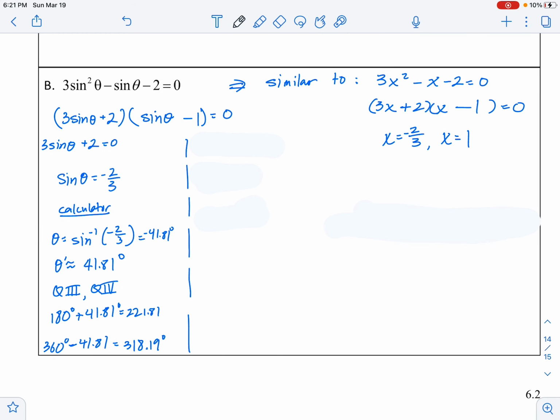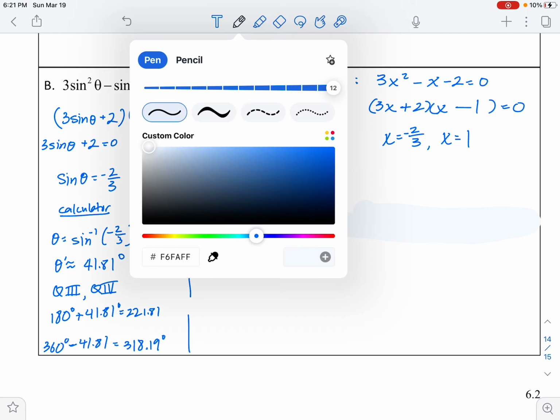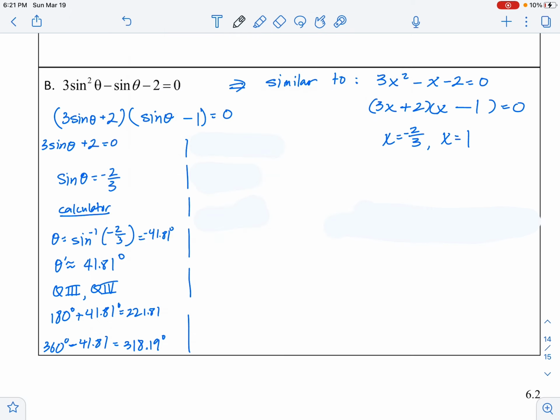So I'll have 221.81 degrees, as well as 318.19 degrees.